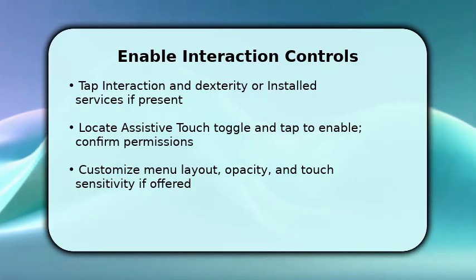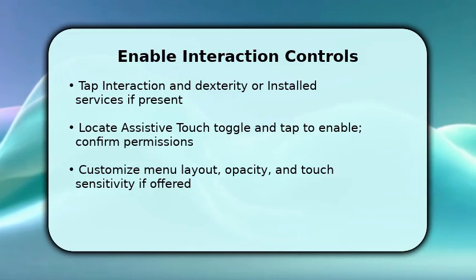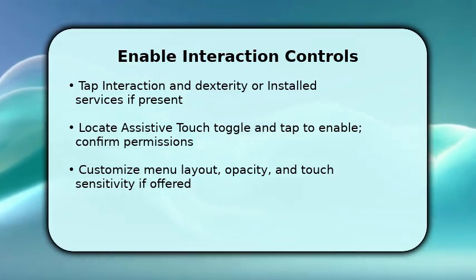You're now in Interaction and Dexterity where Assistive Touch lives. Tap that entry, find the Assistive Touch toggle, and switch it on. The system asks for permissions. Accept the overlays and input controls so the feature can run.